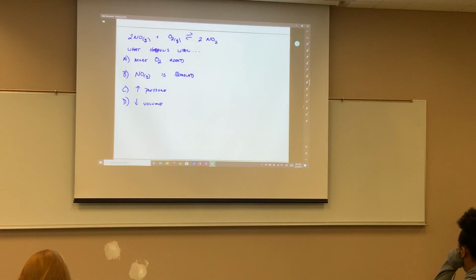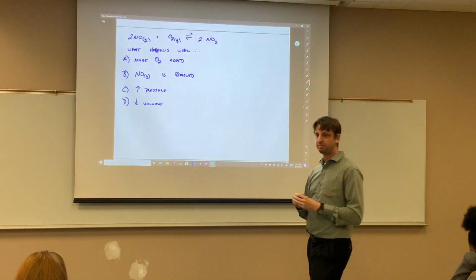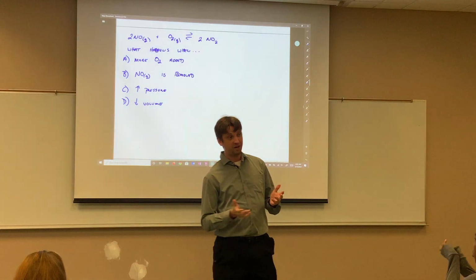Question for the pressure? Then what if both sides have the same amount of moles? Great question. What happens if both sides have the same number of moles? Nothing happens. Nothing is going to happen in that case.